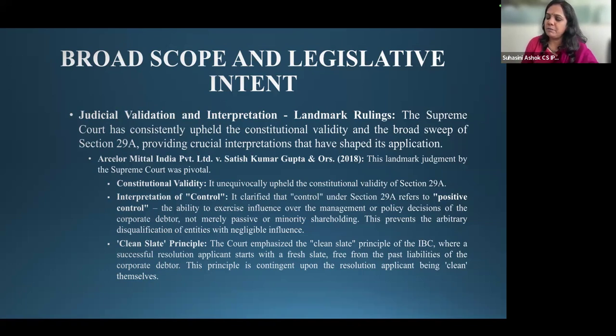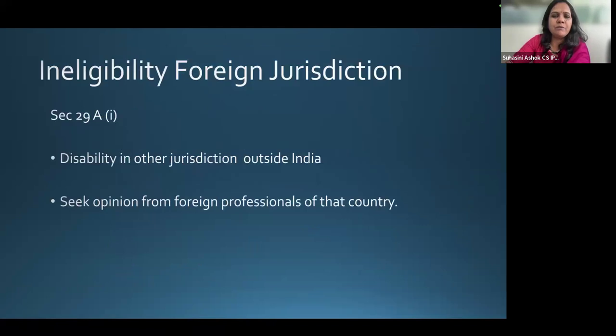Already they have mismanaged this company, and high risk is involved. Then upholding public confidence in the financial system, and again preventing recurrence of defaults. So when we see, Section 29A is one such clause, then comes regulation. I also want to touch upon one important point of ineligibility in foreign jurisdictions.